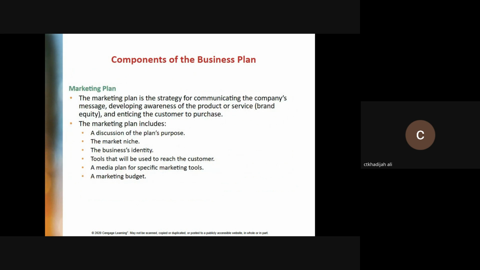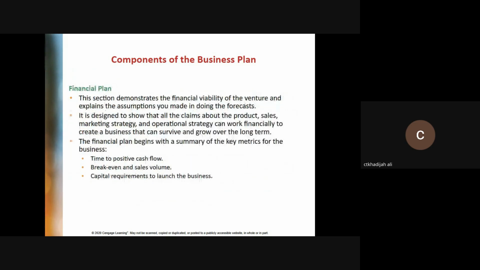Then the next section, the marketing plan, is a strategy for communicating the company's message, developing awareness of the product or service, and enticing the customer to purchase. The marketing plan includes discussion of the brand purpose, market niche, identities, business identity, tools that will be used to reach the customer, media plan for specific market tool and marketing budget.